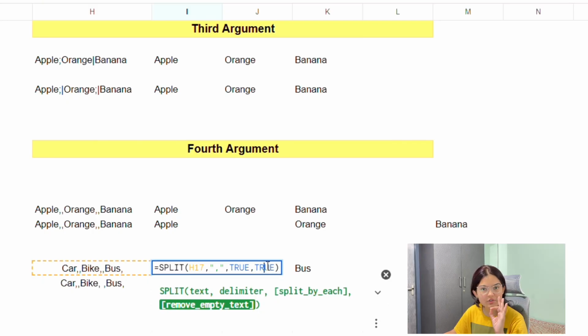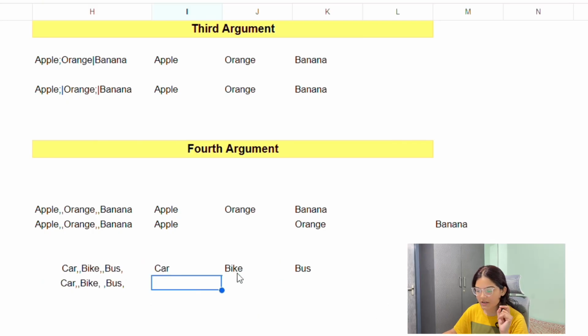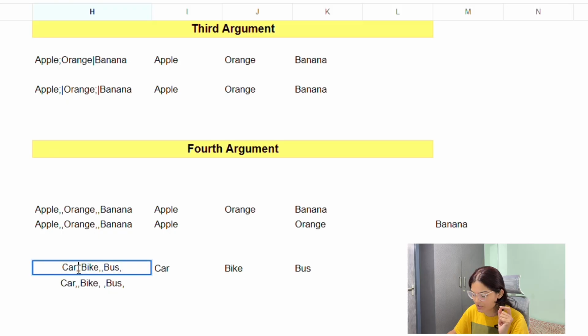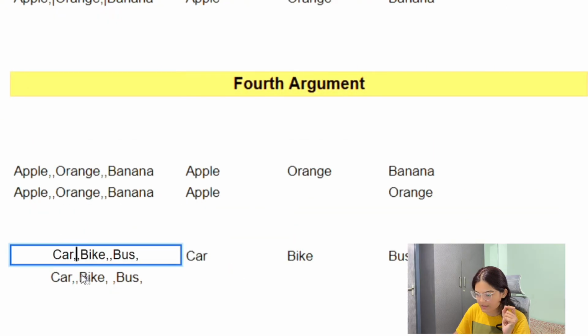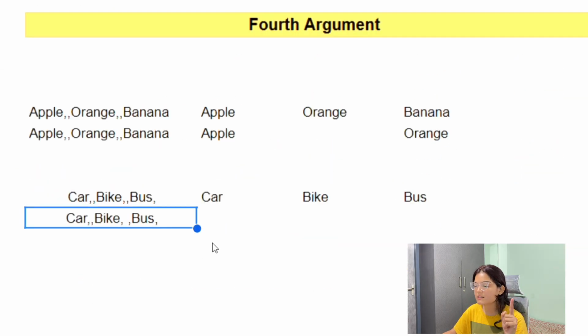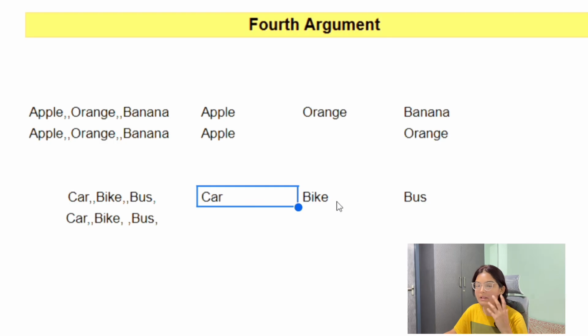There also we have given true, which means we are giving the command to Google Sheet that car and then comma, and then we have two commas, right? So Google Sheet is again reading this with the delimiter as comma, and then there's a small space which Google Sheet is reading as an empty text. But since in our formula we told it to remove that empty text, that's why we are not getting any blank cell between car and bike and bus.